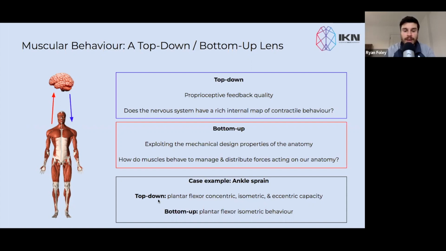Hey everyone. So today we wanted to talk to you about how we view the behavior of muscular tissues and how this can help guide our assessment and our rehabilitation approach. And the reason we think it's important to step back and consider how we view the behavior of muscular tissues is because muscles are extremely complex.